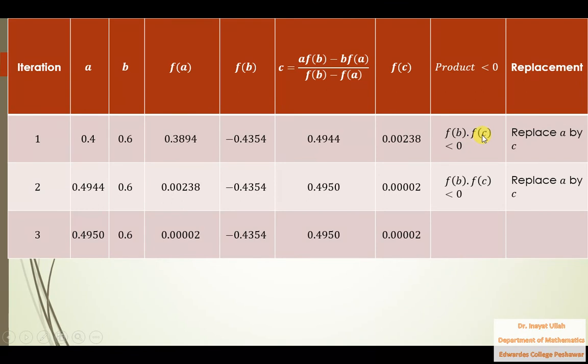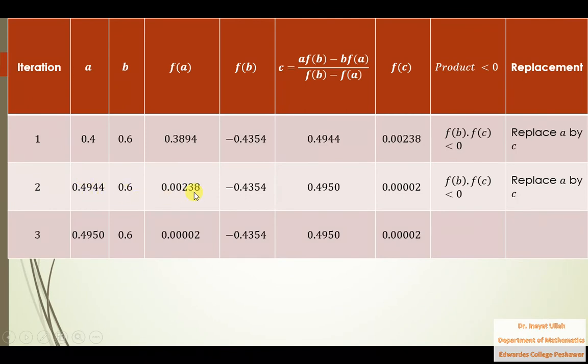a is missing here, so a will be replaced by c. This is the value of c, 0.4966, and it goes there instead of a, 0.4944. b remains unchanged. Now with the help of a calculator, as discussed in the previous lecture, you can calculate these values. So a is replaced by c, this is c and this is b.